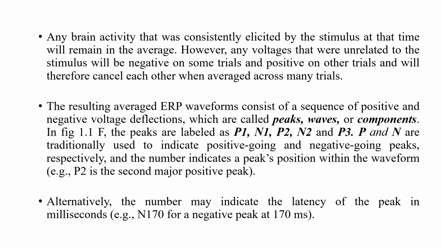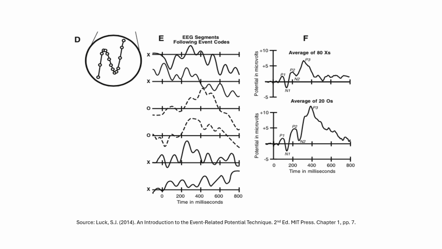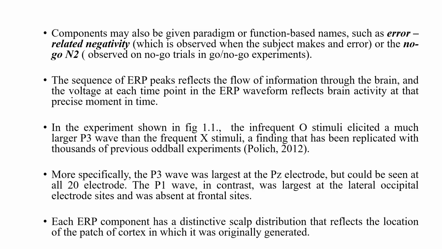So, here we see P1, N1, P2, N2 and so on, but you can also have a component such as the N170, which says that this is a negative component which peaks at around 170 milliseconds post stimulus. Alright. Now, components may also be given paradigm or function based names, such as the error related negativity or the no go N2, which is observed on the no go trials in go no go experiments.